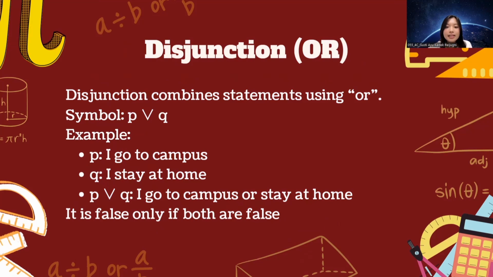Next is disjunction. Disjunction combines statements using the word or. The symbol is P or K. For example, P is I go to campus, K is I stay at home. So, I go to campus or stay at home. This statement is false only if both statements are false.